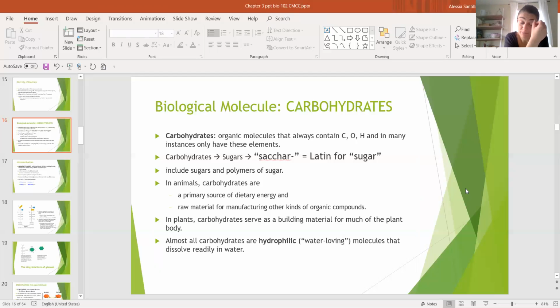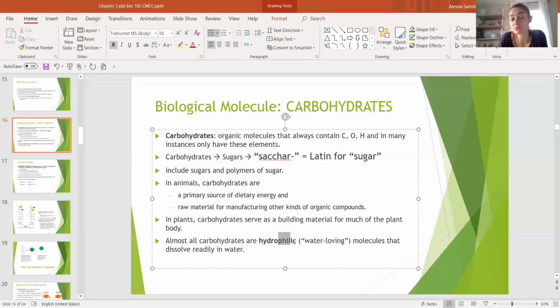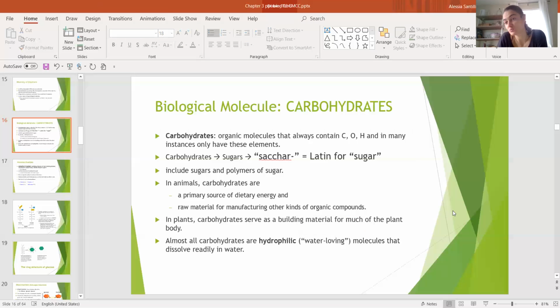In plants, carbohydrates serve as a building material for much of the plant's body. They also serve as an energy source, but plants especially, we'll see in just a second, have a specific kind of carbohydrate that is extremely important to them. Without it, they really wouldn't be able to survive. Almost all carbohydrates are hydrophilic molecules. That means that they readily dissolve in water. Hydrophilic means water loving. Hydro means water, and philic comes from the Greek word philia, which means love. So if something loves water, it's going to be able to dissolve in it.